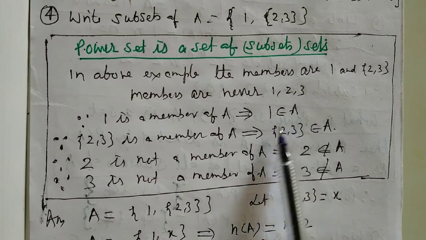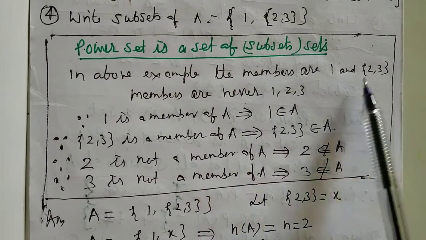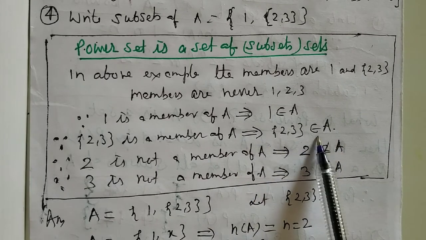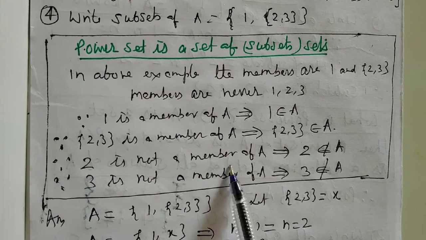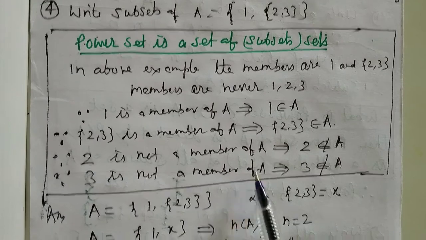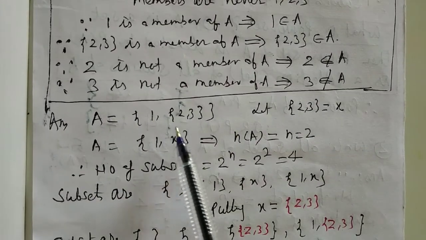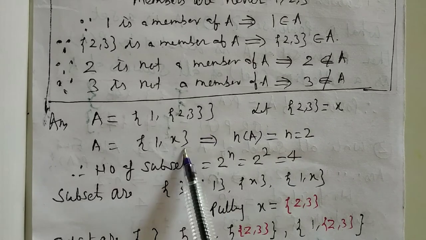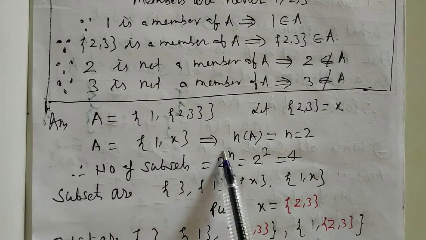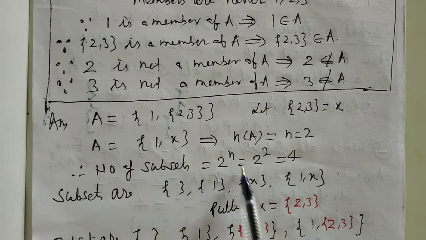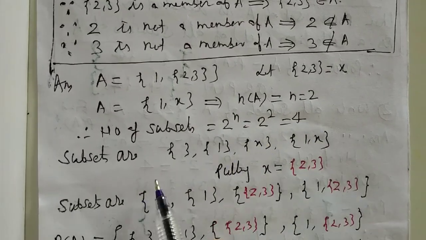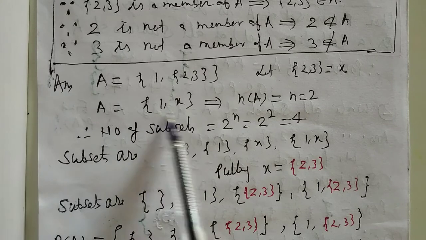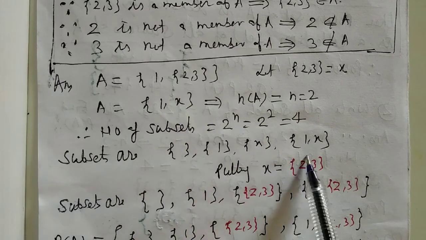Members are 1 and {2, 3} combined. So 1 is a member of A, {2, 3} is a member of A. 2 is not a member of A, 3 is not a member of A separately. Now A is equal to {1, {2, 3}}. Let {2, 3} is equal to X. इसको X मान लो और आराम से देखो 2 members are there. So the number of subsets is 2 to the power n, 4. So we are going to write the subsets: blank, then {1}, then {X}, then {1, X}.